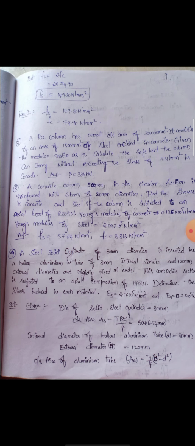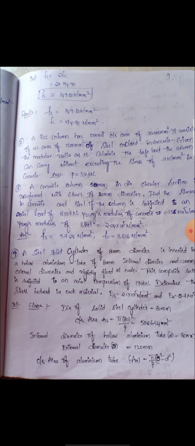The hollow aluminum tube has an internal diameter of 80 mm and an external diameter of 120 mm, and it is rigidly fixed at the ends. So the steel solid cylinder and hollow aluminum tube are rigidly fixed at both ends. This composite section is subjected to an axial compression of 170 kilonewton, nothing but axial load 170 kilonewton.